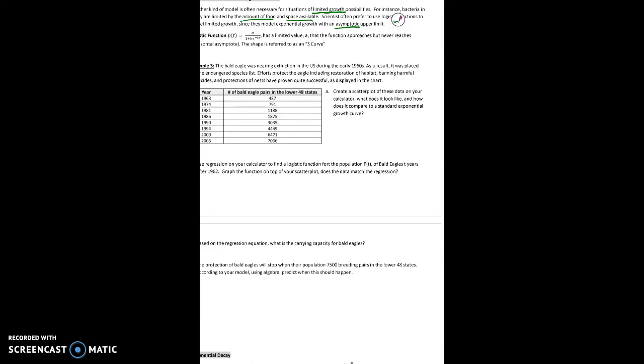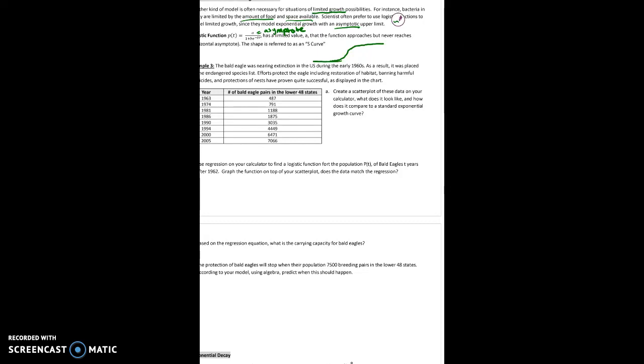Here's our crazy function. And so it has the limited value A. So A is your asymptote. The number on top is actually the number of the asymptote. It's also called the carrying capacity. So it's the maximum amount that a population can grow to. So the function approaches but never actually reaches it. And so the shape is referred to as an S-curve. When you see this type of growth, just like exponential, it starts growing quickly, but then we see it slowing down and becoming almost horizontal. So that's why they say it's an S-curve.